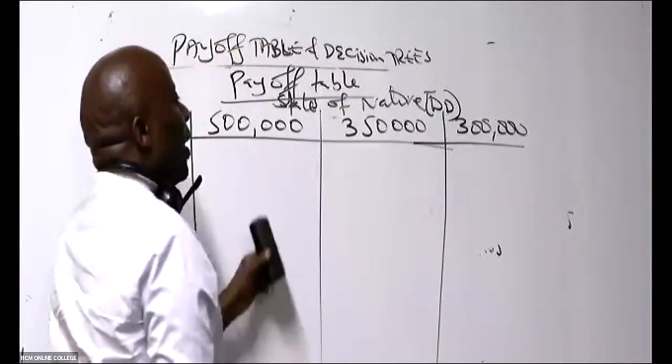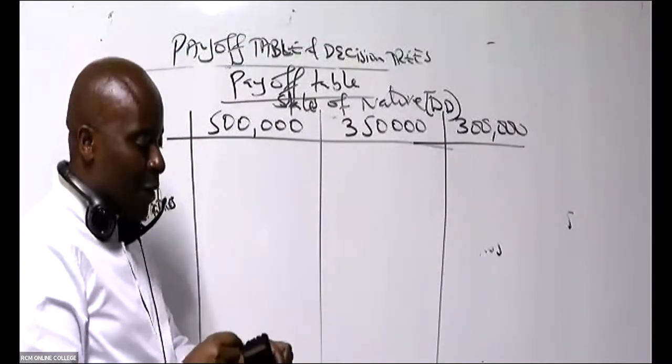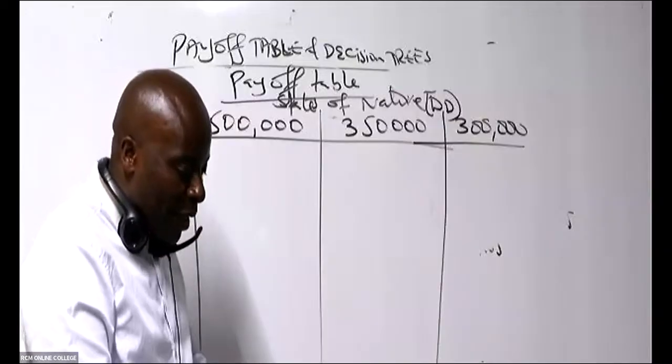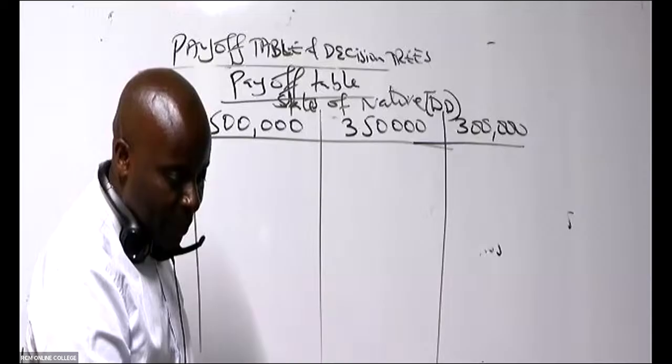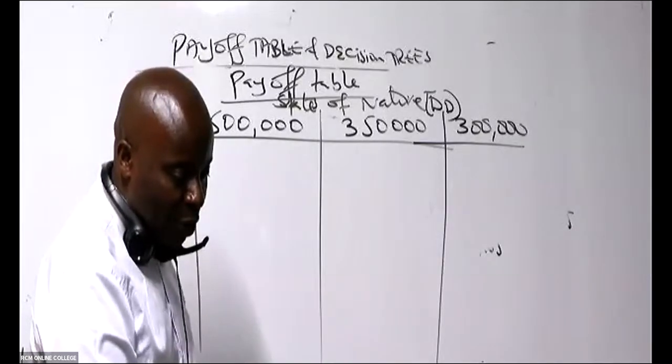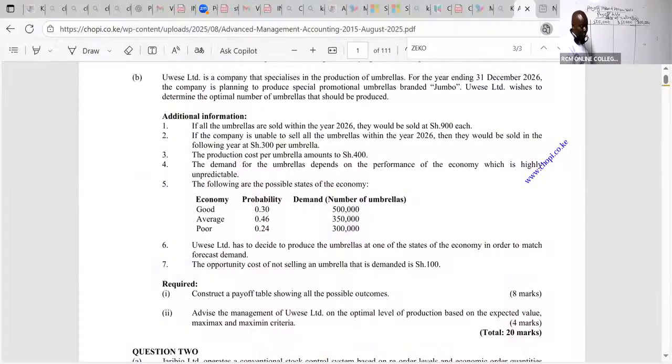Probabilistic events are the ones we take to be the states of nature, because states of nature are those uncontrollable. Let me repeat, ladies and gentlemen, they have told us from note number 5, you can see the demanded units, they are probabilistic. So those which are probabilistic are states of nature, we take them up there. So we have 500, 350, then we have 300,000 like that.